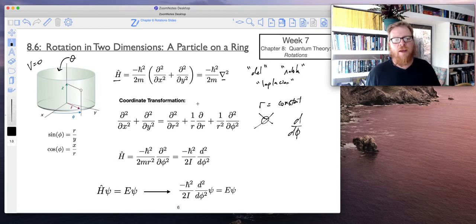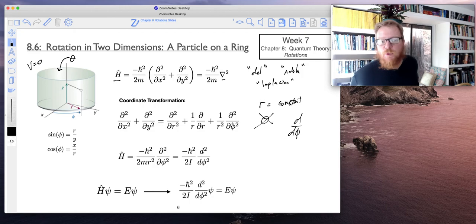Then the two-dimensional del squared in x and y becomes the second derivative in r squared plus 1 over r times the first partial derivative in r plus 1 over r squared times the second derivative in phi. I'm not going to hold you responsible for doing that manipulation because it is a standard coordinate transformation. At first it looks really nasty, right? Like, what are we going to do with all these things?